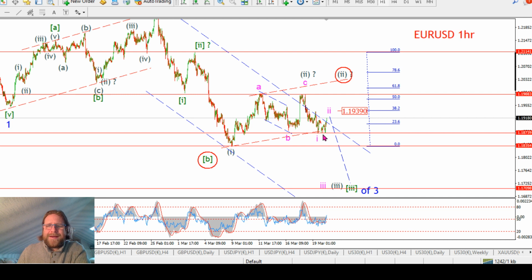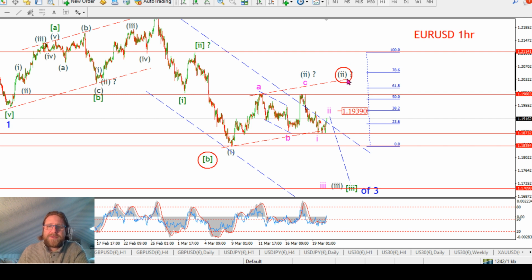So that'd be, it's not exactly 118.74. It's 118.73 at wave 1 in pink there. So this could be wave 2 in pink, and then we head down in wave 3 of 3 of 3 of 3 if that's what happens. And if that's what happens, then this week should be a pretty extended decline. But we'll see how it goes.